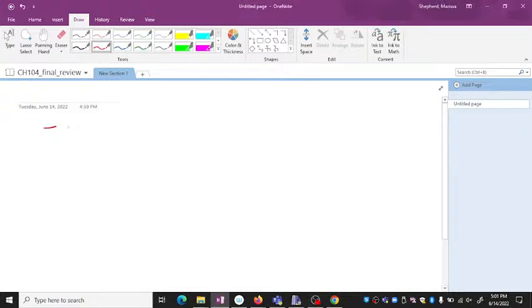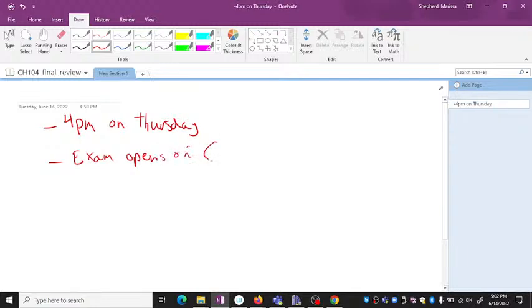Just as a reminder, your final, if you're in person, will be 4 p.m. on Thursday. And otherwise, if you are taking it online, then the exam will open on Gradescope on Thursday, unless you've made alternate arrangements.